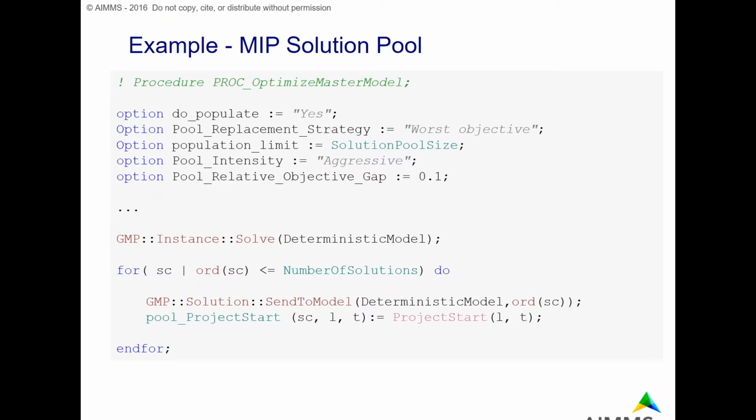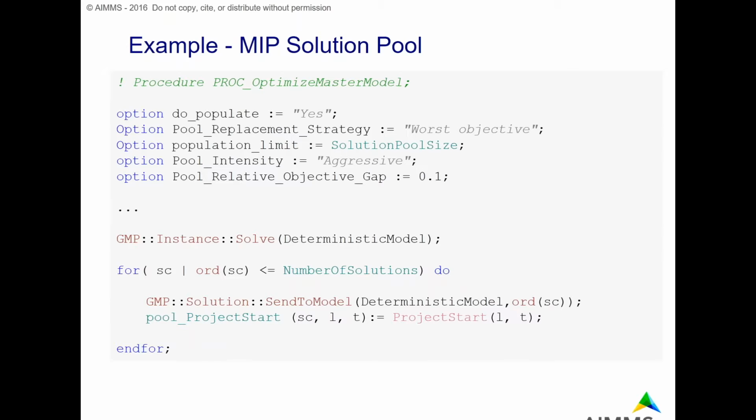And after we get the initial solution, first let's show how to do the MIP solution pool. That's some options within AIMMS. The first option we see there is an option to populate. Yes, that's to tell the solver we want to generate different solutions in the solution pool.